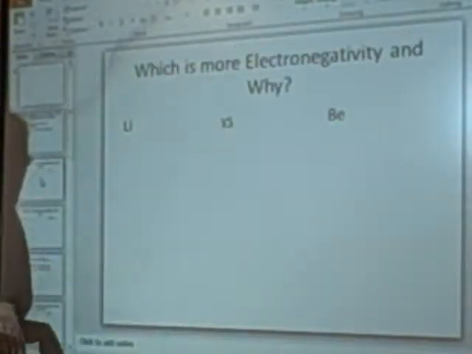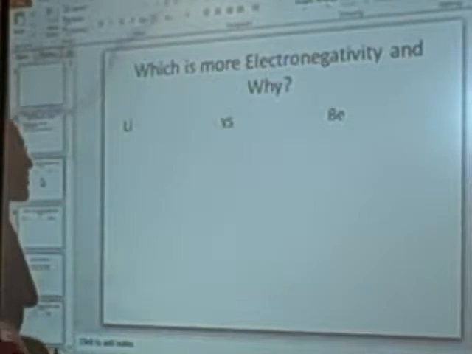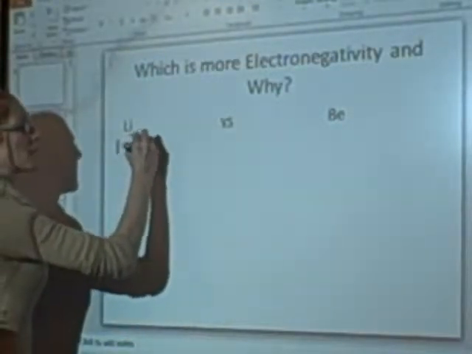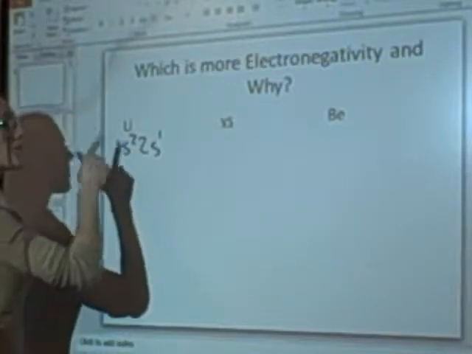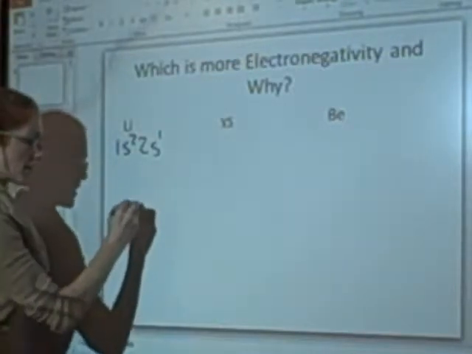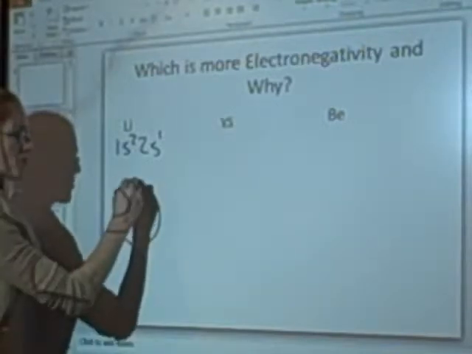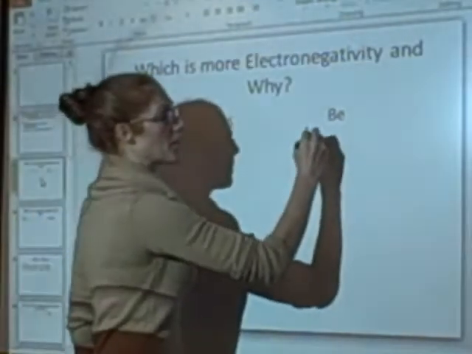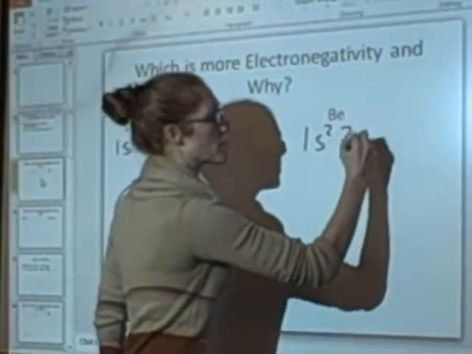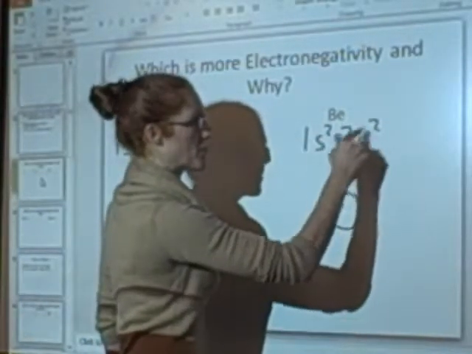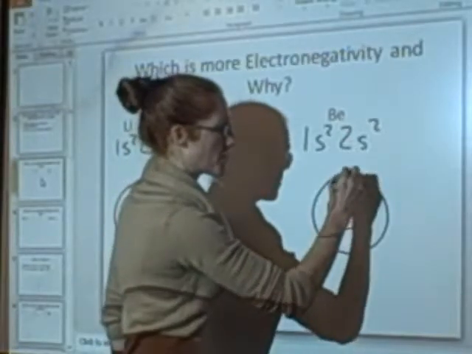So here's an example. We have lithium versus beryllium. First thing I want to do is write their electron configuration. So 1s2, 2s1. I'm using the periodic table. That tells me on the first shell there's 2 electrons. On the second shell there's 1. Beryllium is 1s2, 2s2. So on the first shell there's 2 electrons. On the second shell, also 2 electrons.